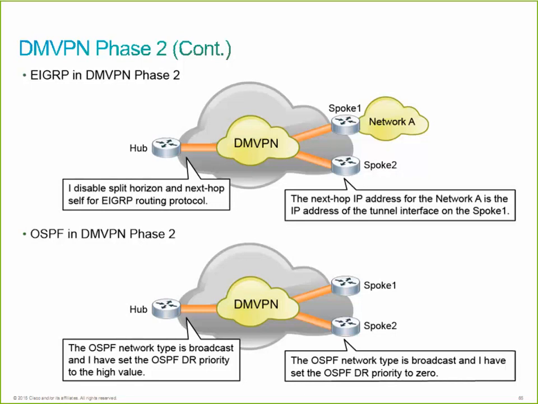Now, you could potentially configure multiple hub routers to act as DRs and BDRs, but usually we only have a single DR. All right.